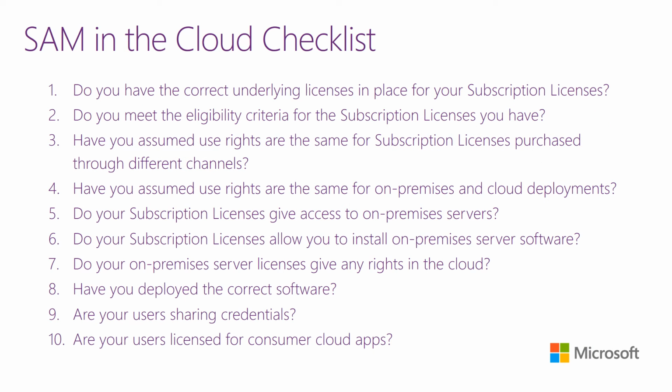That concludes our SAM in the Cloud session, and here's a summary of the things to have on your checklist as you move to the cloud. We saw that you may need to get some processes in place so that underlying licenses are matched to subscription licenses or eligibility criteria can be confirmed. We also saw that you shouldn't assume any use rights for subscription licenses since they can be different between channels, but may also offer unexpected extras, such as access to on-premises servers or even the rights to install on-premises server software.